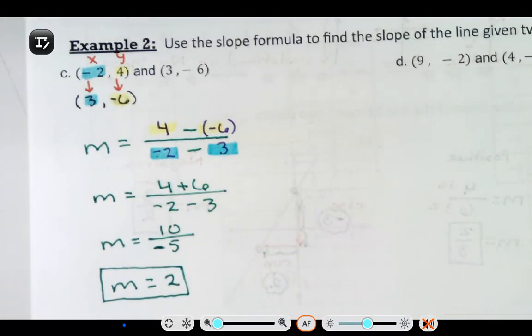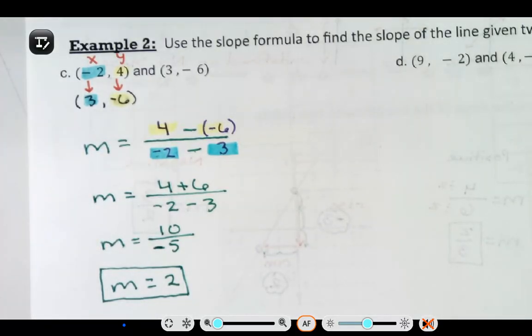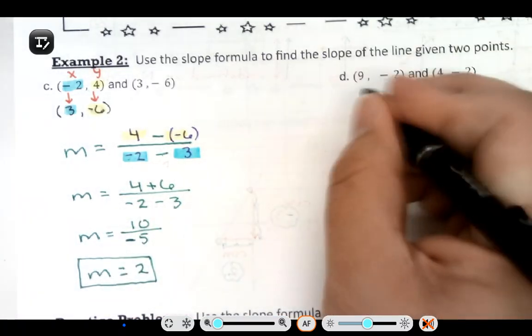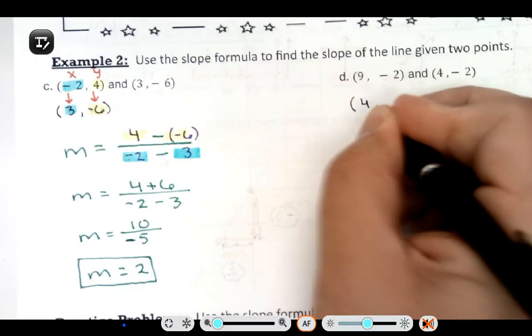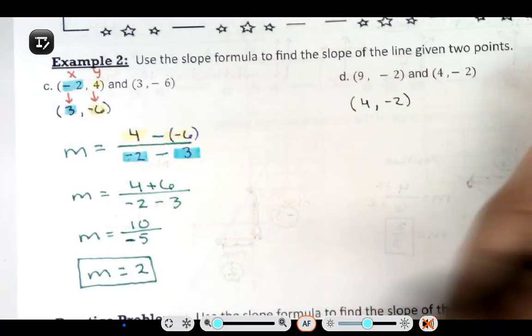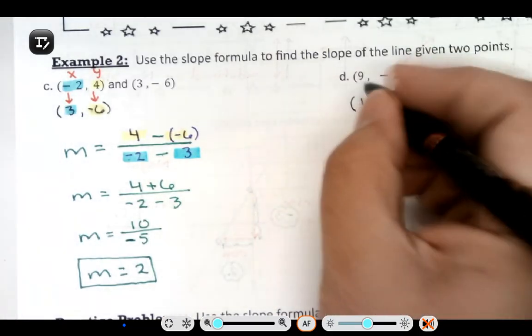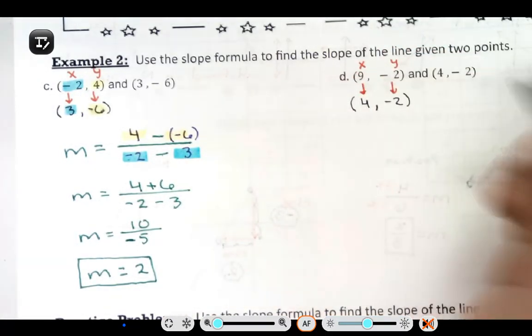Now it looked like it was a lot of work. It really wasn't. We just rewrote the problem. That's why it seemed like a lot. So let's try it again. We're going to do the same thing we just did. They said use the slope formula to find the slope. I like writing the point right underneath the other. So 4, -2. There it is. I just copied it. Now I'm going to pick some orders. I'm going to head straight down. These are my X's. These are my Y's.